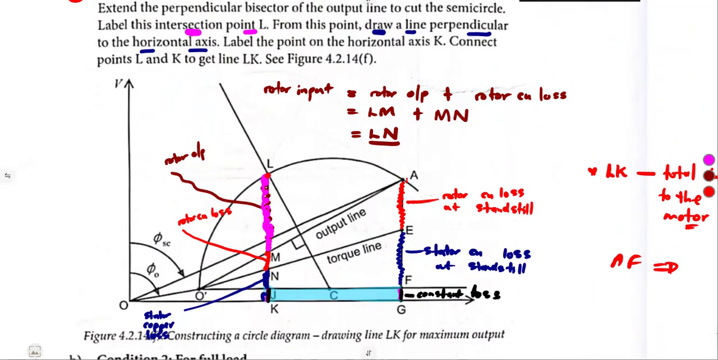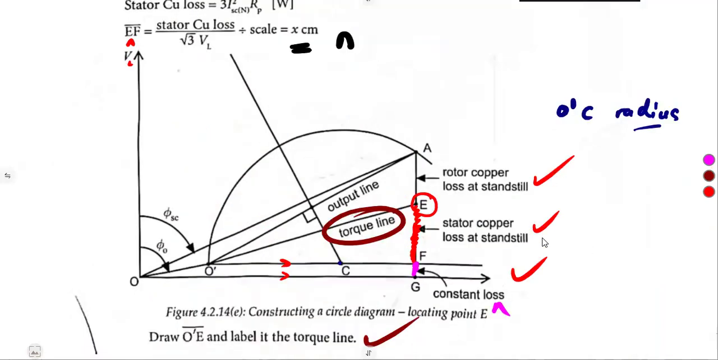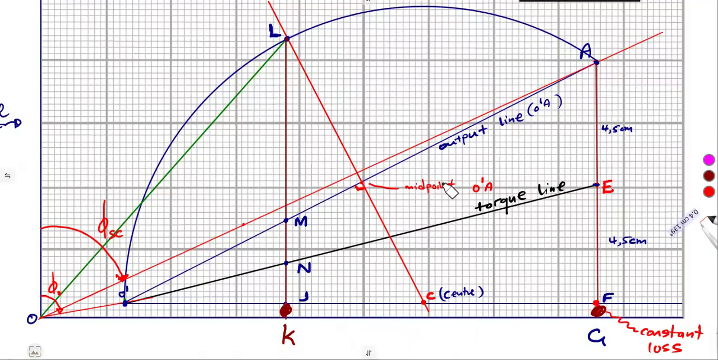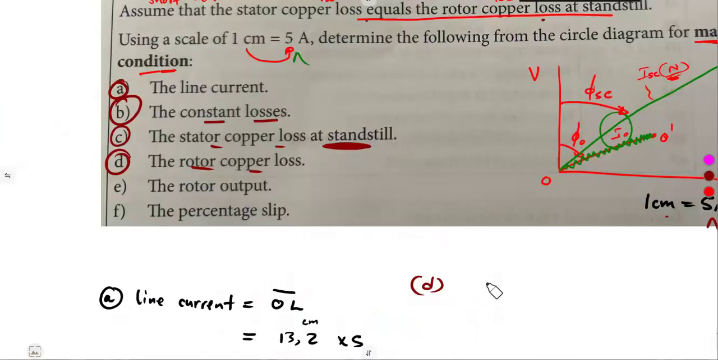So in order for us to have the rotor copper loss, you must work with the section MN. For the rotor copper loss, MN here. At any condition, they did not mention to say at standstill. So you use at any condition, like I said in the introduction. So you use MN, and you're going to multiply by MN.